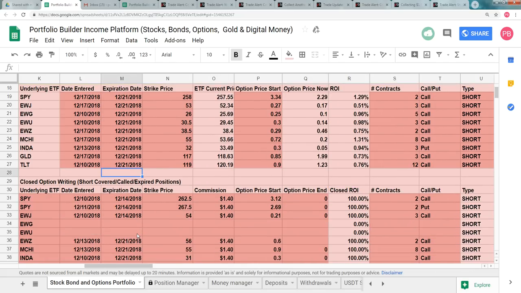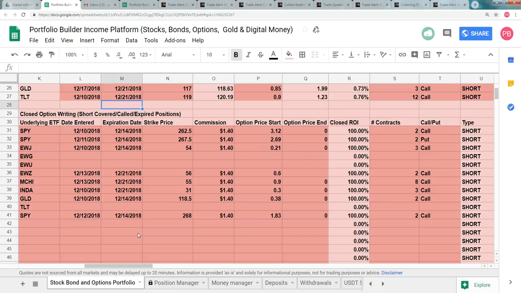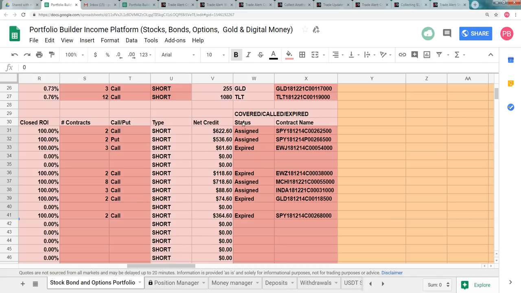Now at the end of the week, or if something unexpected happens, we might be assigned on our option. If we get assigned or it expires worthless, either way it ends up down here. And it's when closing our position that we realize the commission cost in column O. The option price start, that's how much we collected. If we do decide for some reason to buy back our option, you would input it here, but our strategy does not do that. If you were to choose to do that, you can, and this will calculate your final credit. And in the status, we're keeping track whether it expired worthless or we were assigned.